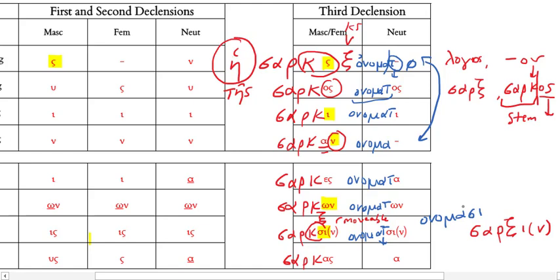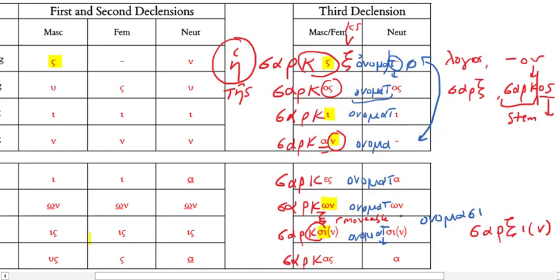So why do we always go to the genitive singular to find our noun stem? Because the tau is there. And then the accusative plural neuter is the same as the nominative onomata, so I won't write it again. So that's the way third declension nouns are formed.